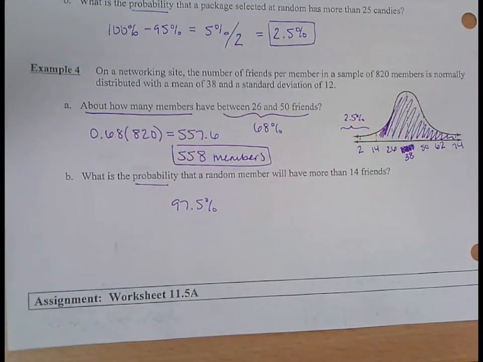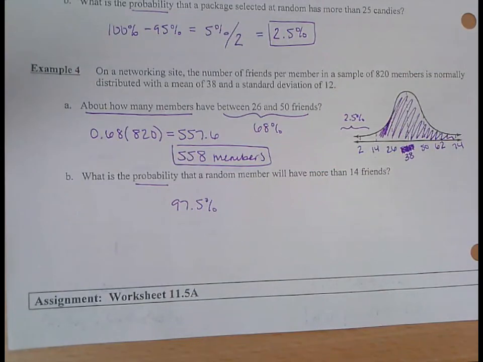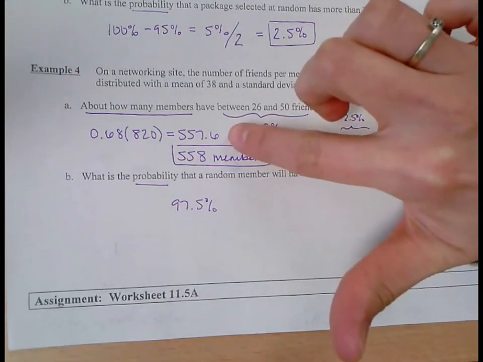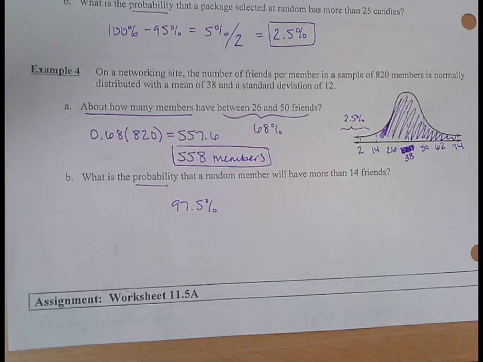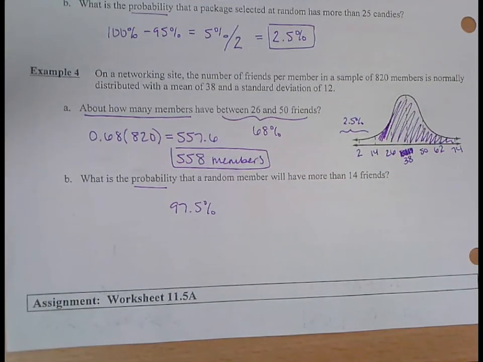Some of you at the beginning didn't have everything answered when I walked around, so double check what you have. And for part A, because you're talking about members, a number of people, do not leave 557.6. Round that to a whole person. I would accept 558 or 557 if we rounded it down because it is not quite 558, so I would accept either one. And then part B, if you didn't have it answered when I walked around, if you have questions on that, please make sure you let me know.